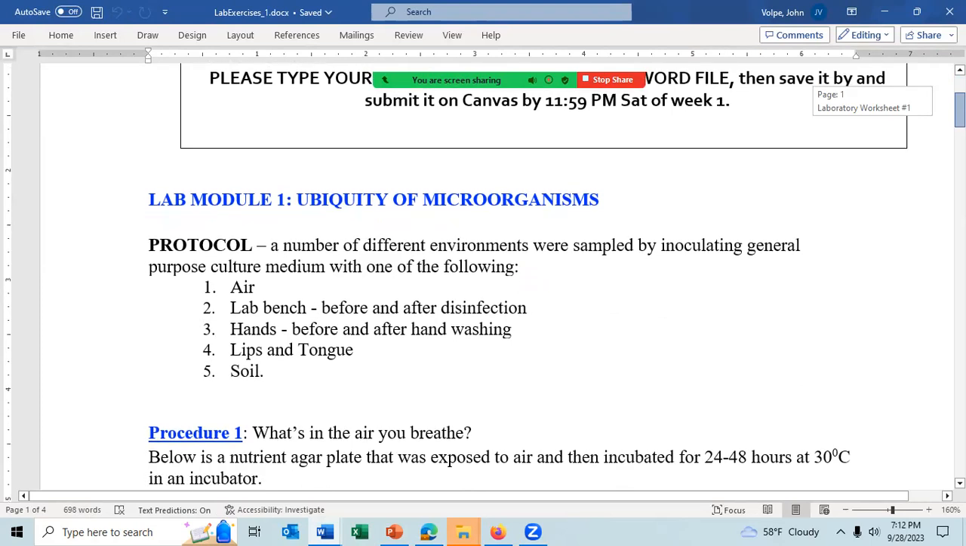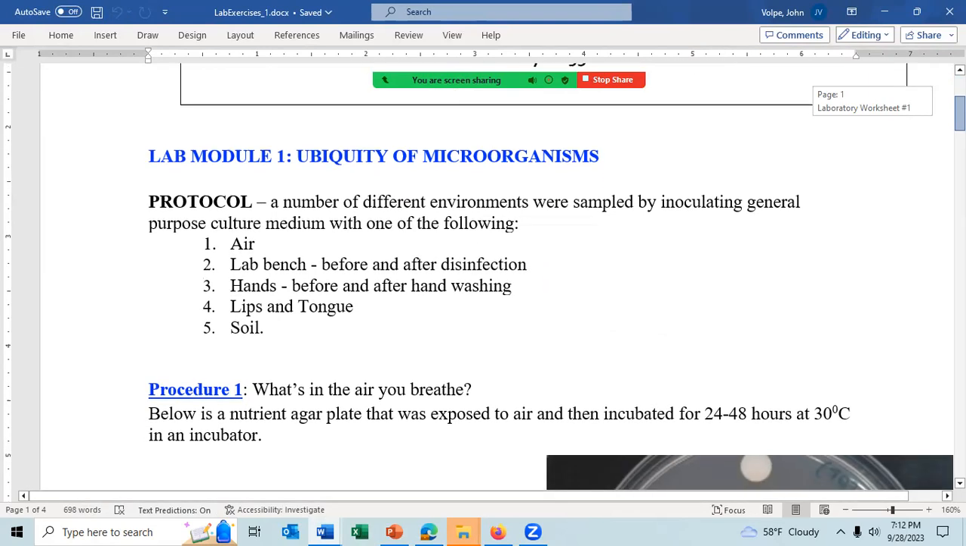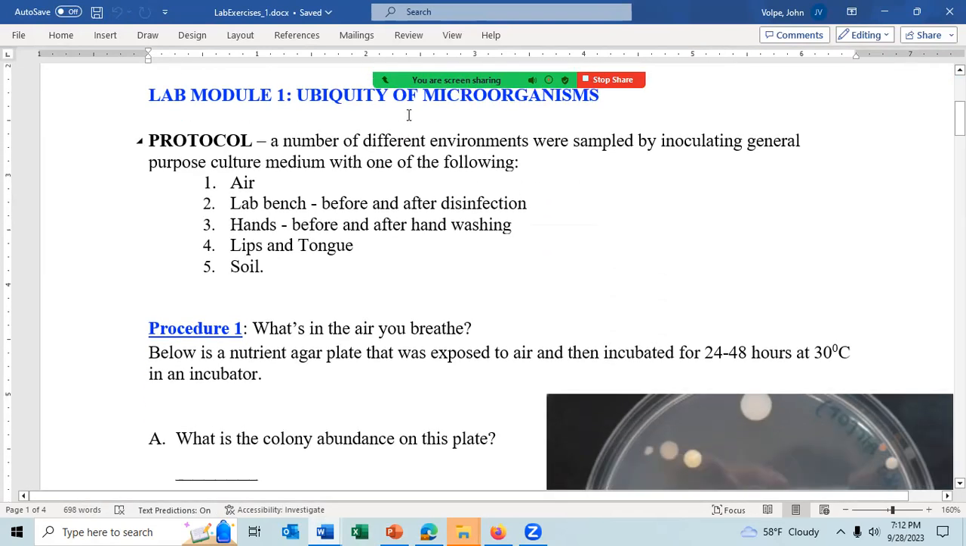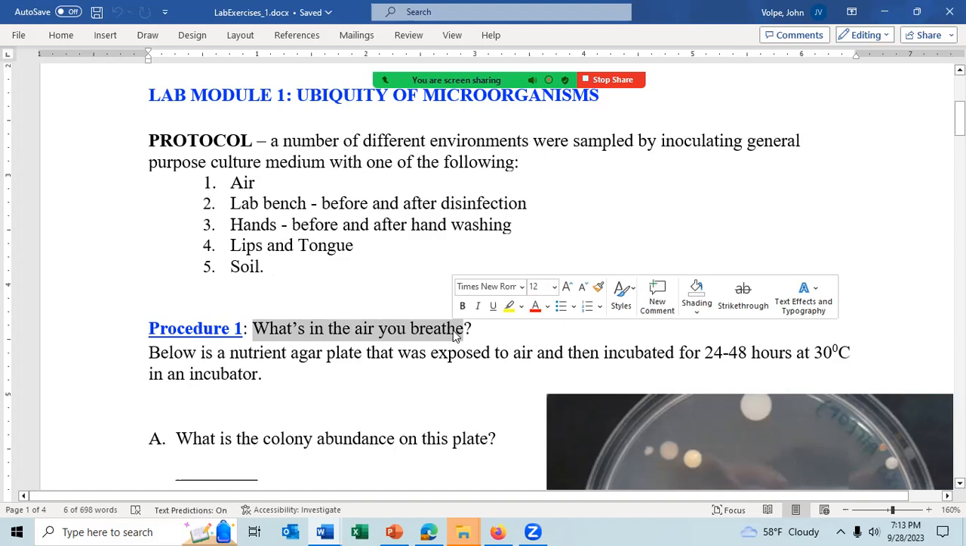So in lab module 1, we have the ubiquity of microorganisms. We sampled a large number of environments, 1 through 5 here. Oh, these are the different protocols. Sorry, for procedure 1, procedure 4, procedure 5. Anyway, procedure 1, you don't need to answer this question. I should really pull out the question there. But procedure 1, we're answering what's in the air you breathe.